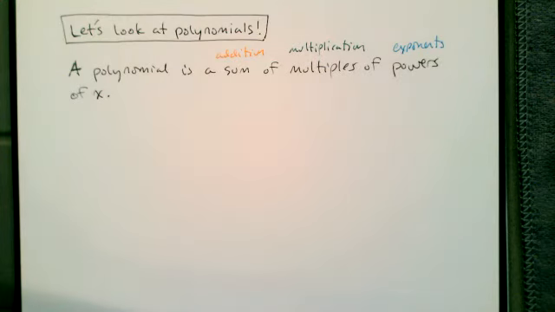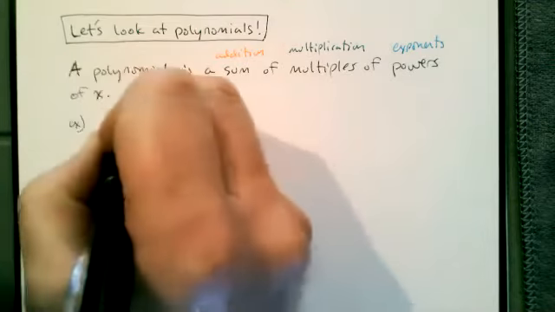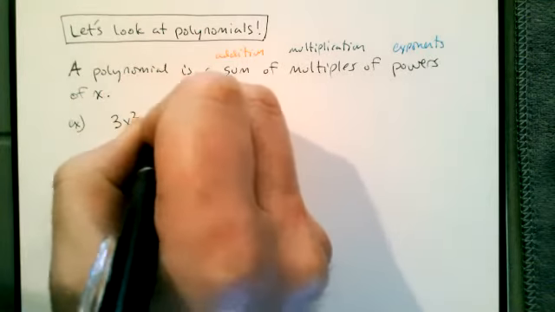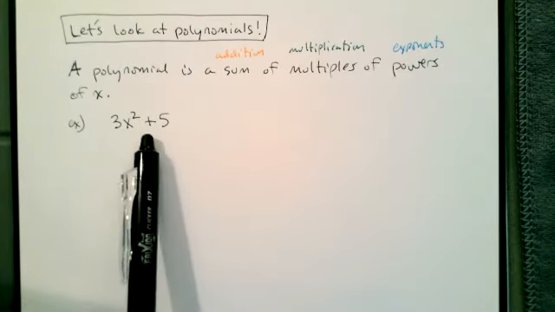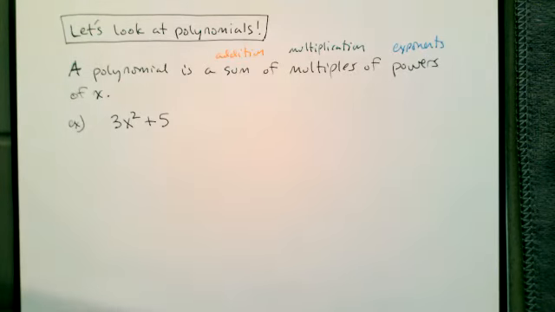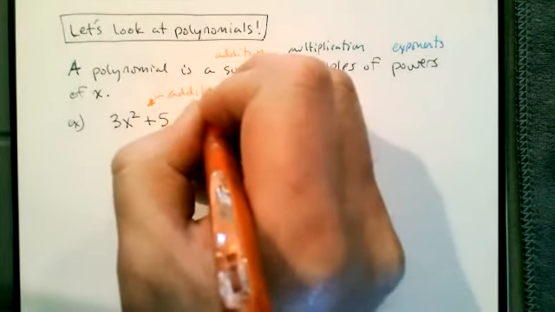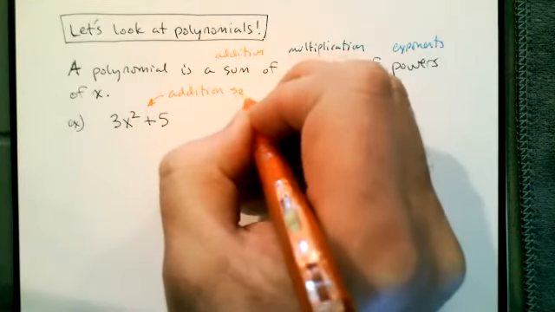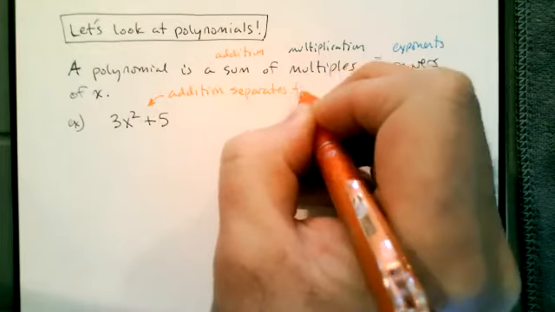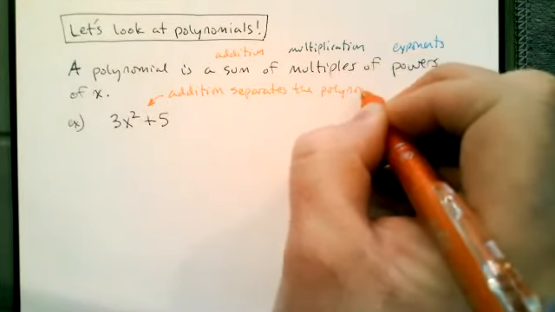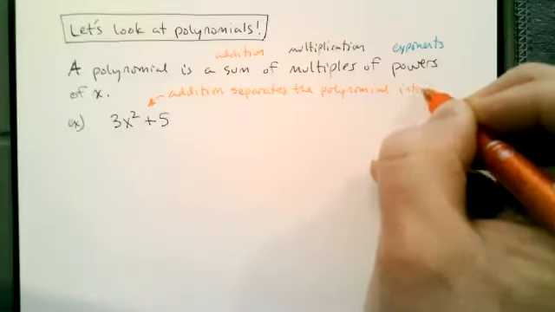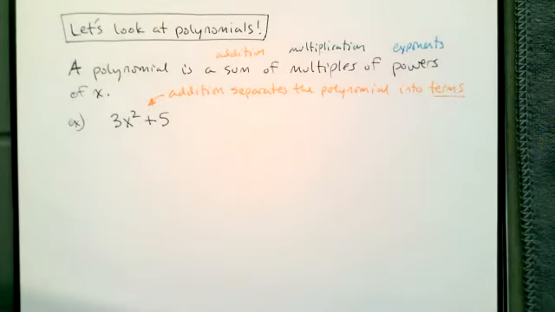So an example of a polynomial will be, let's see, I have to come up with one at random, 3x squared plus 5. It's a sum because of the plus. We're separating things into terms. The addition separates the polynomial into terms. So this polynomial has two terms in it.